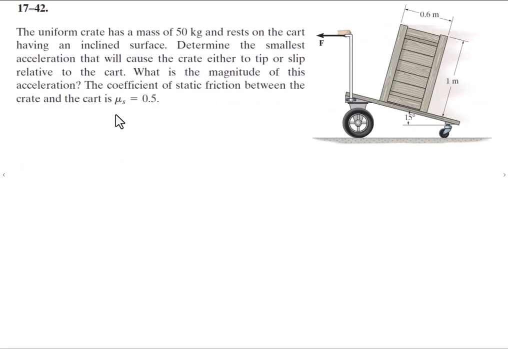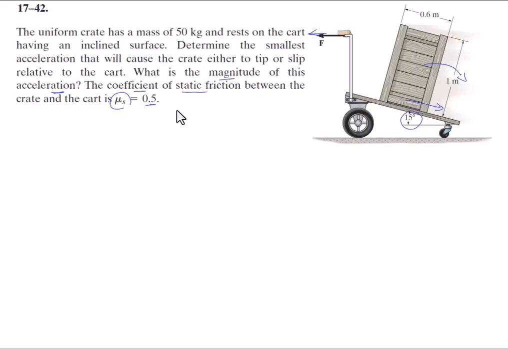Next, we'll do the crate problem. We have a crate with a mass of 50 kilograms that rests on a cart having an inclined surface of 15 degrees. We want to determine the smallest acceleration in the direction of the force that will cause the crate to either tip or slip. We want to see what the magnitude of this acceleration is, and we are given the coefficient of static friction mu s as 0.5.